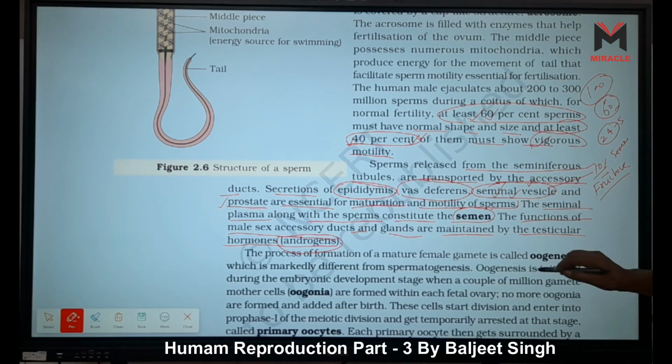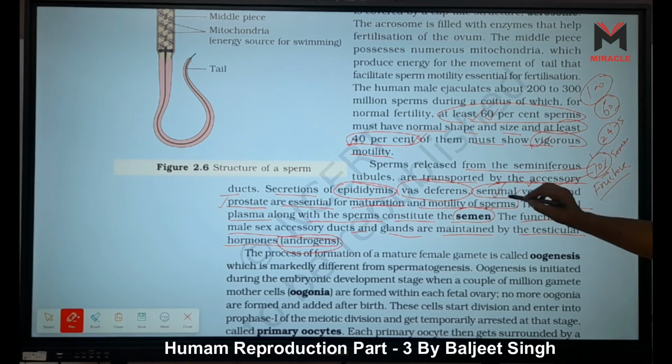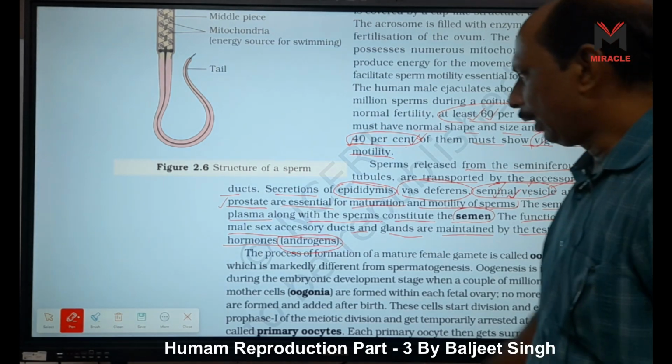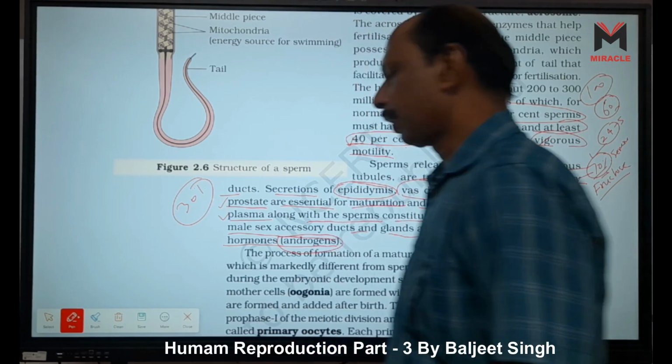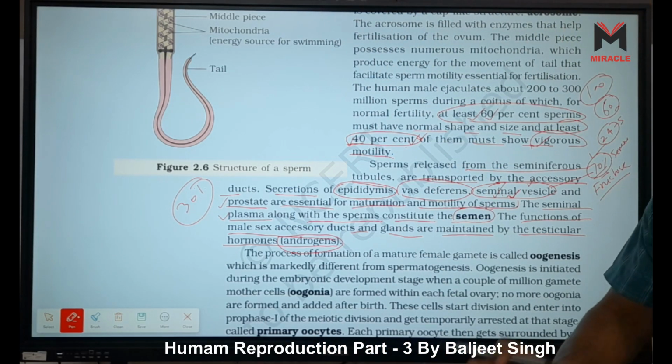Okay, I already told you seminal vesicle forms 70%. In the last lecture, we discussed this one. 70% of semen is secreted by seminal vesicle, and 30% is secreted by prostate gland, right? Prostate gland, it is a 5-lobe gland.